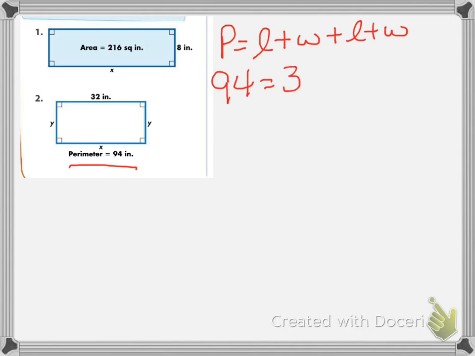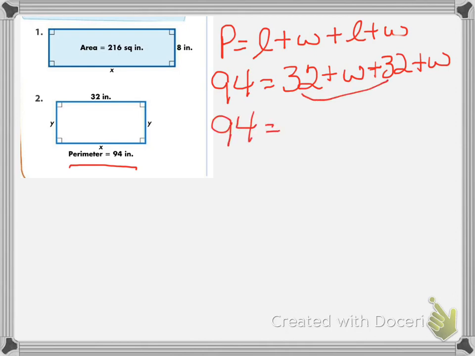I know the length is 32. Don't know the width. Plus the length, plus, I'm sorry, get carried away here. Plus 32 plus the width. Okay, so this is still 94. And I'm going to add the 32 and the 32, and that equals 64. And I'm going to add the W and the W. That would be 2W, right?